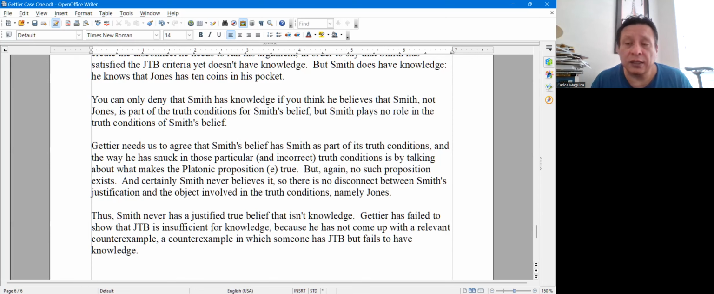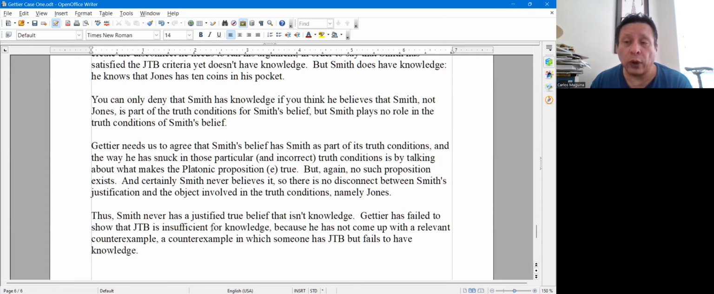And you can only say that he doesn't have knowledge if you say that the relevant proposition, the one that's part of his belief, is that Smith has 10 coins in his pocket, right? And people don't want to say that because they say, no, he doesn't believe that. He believes that the man who will get the job has 10 coins in his pocket, and that man is Smith. Yeah, but again, if you're doing that, then you're falling victim to the fact that you're actually entertaining this Platonic proposition E as a proposition in the first place, when nobody has uttered that proposition.